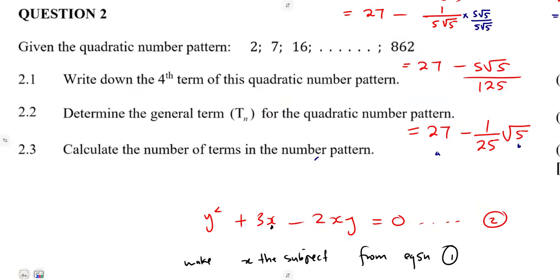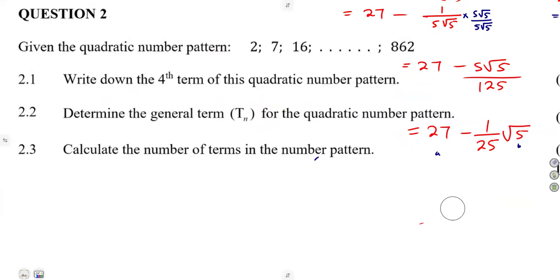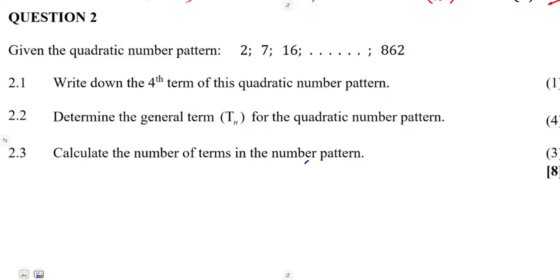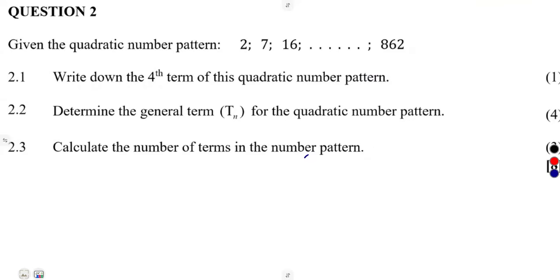Let us consider question number 2, which is part of our number patterns now. So we are given this part, 8 marks. All right, no problem. Let's see. So that was given the quadratic number pattern on our question number 2. This is a quadratic, and from there we are given 2.1. Write down the fourth term of this quadratic number pattern.